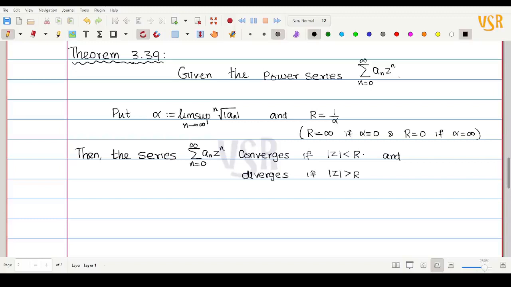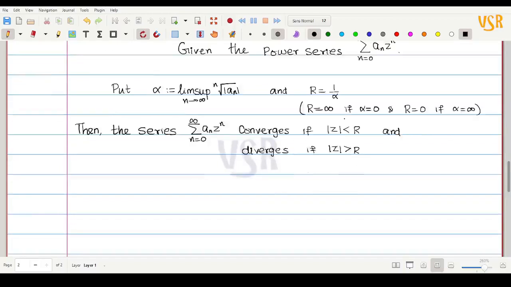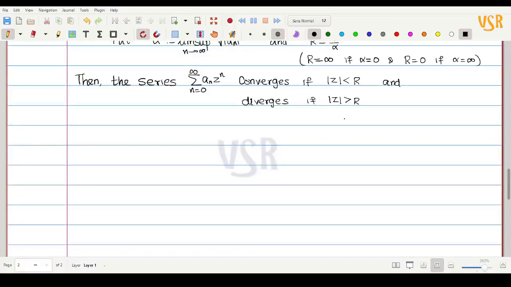Okay, so we are having that alpha-ங்கிறது லிமிட் சுப்ரீம் ஆஃப் nth root of mod a_n. Note that a_n-ங்கிறது காம்ப்ளெக்ஸ் நம்பர், mod a_n-ங்கிறது ரியல் நம்பர், அதனால nth root of real number நமக்கு எப்பவுமே கிடைக்கும். அப்போ this is well defined. Okay, so we are putting r equal to 1 by alpha. இதுல ஒரு additional assumption: if alpha equal to 0, r வந்து இன்ஃபினிட்டி, and if alpha equal to infinity இருக்கும்போது r வந்து 0. Okay, then the power series converges in mod z less than r, and in mod z greater than r this series will diverge.